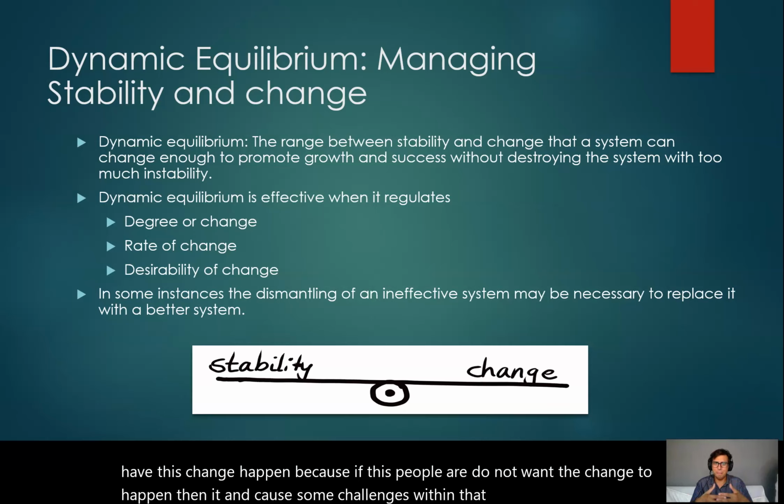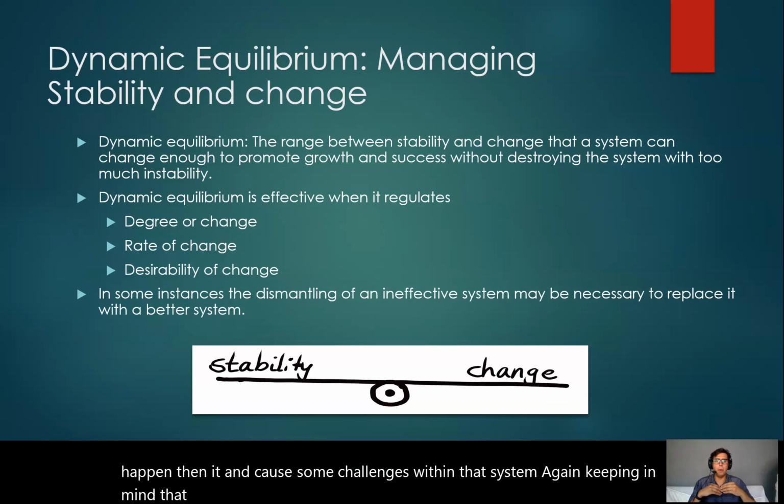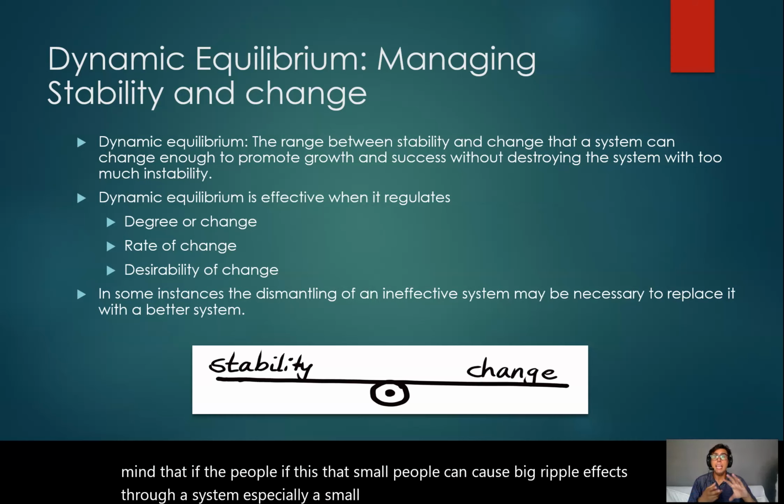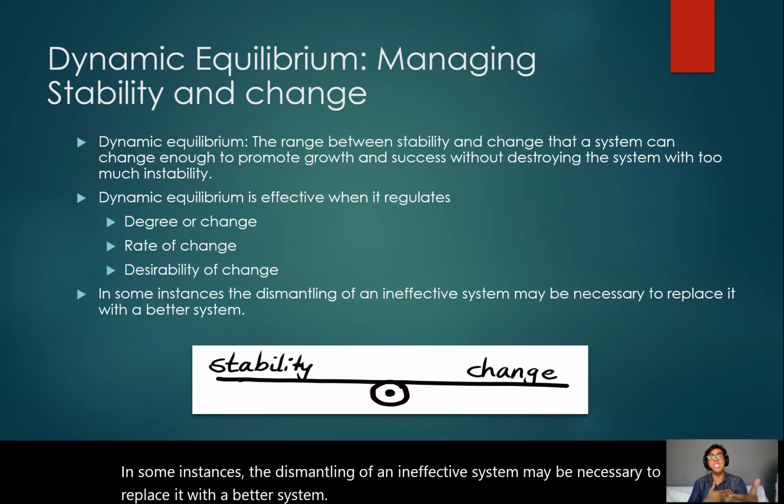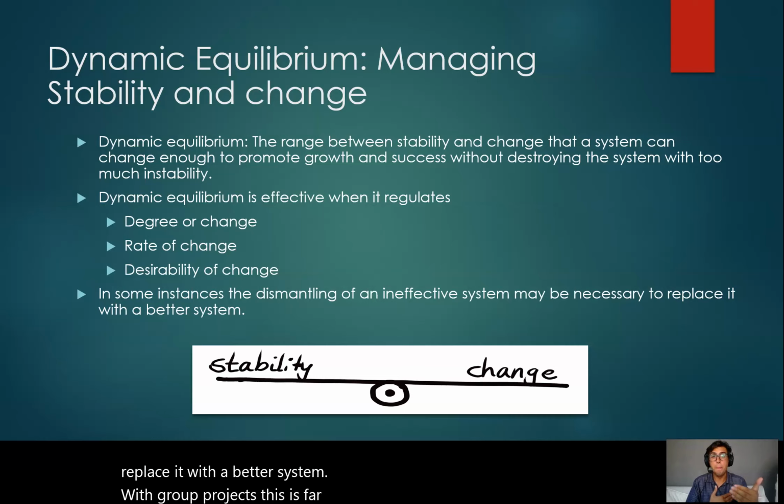Again, keeping in mind that small people can cause big ripple effects through a system, especially a small group system. In some instances, the dismantling of an ineffective system may be necessary to replace it with a better system. With group projects, this is far more challenging, but sports teams are perhaps more prone to this dismantling.